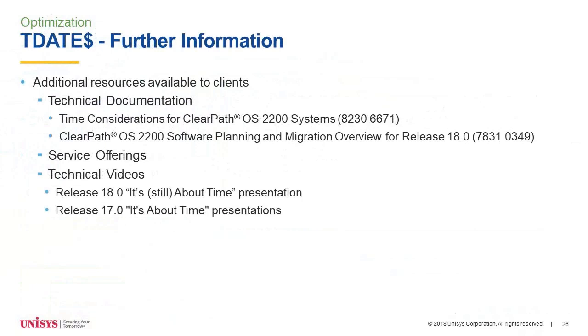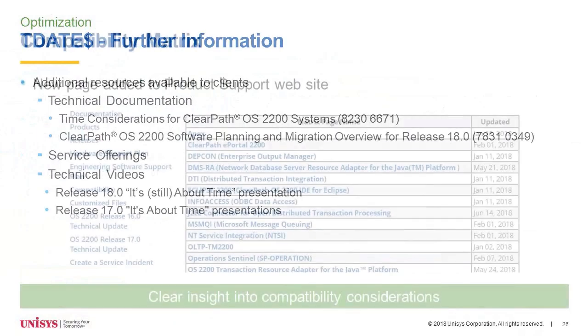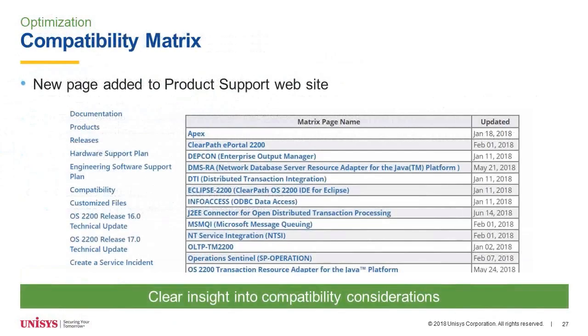Alongside those new Release 18.0 technical update videos, you will find another new feature also available from our product support site, our new Compatibility Matrix. These matrices provide a compatibility overview between the OS 2200 and other non-Unisys products. If you navigate to the ClearPath OS 2200 software support site, you will notice a new option on the left called Compatibility.